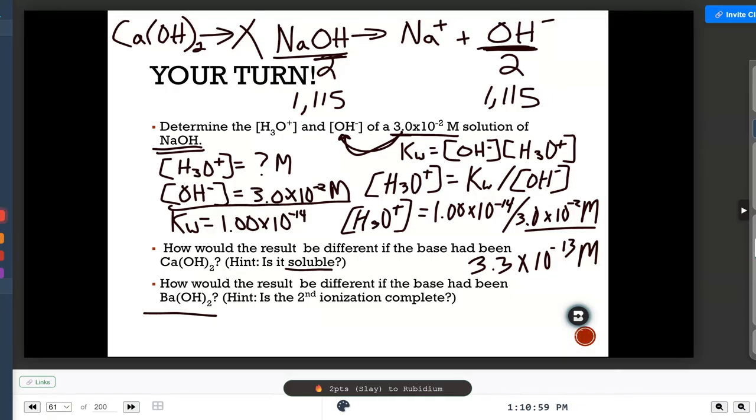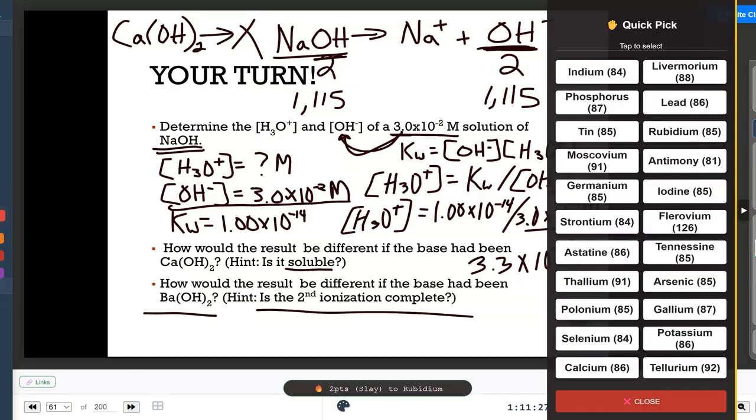Okay, question. How do you know if the second ionization is complete? You said if it breaks apart and completely ionizes. Great question. I don't know of any second ionizations that are complete. So basically, you're just going to assume that no second ionizations would be complete. Even if you had a strong base in the first or a strong acid in the first, you will not have a strong in the second. So it'll be a weak acid or a weak base. Good question. Okay. Any other questions?